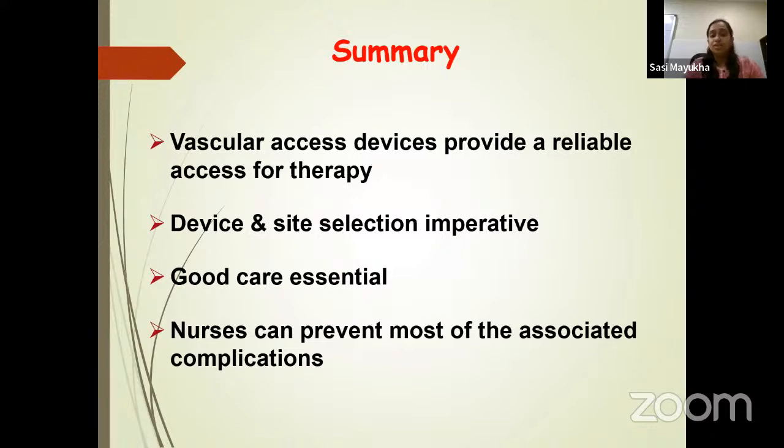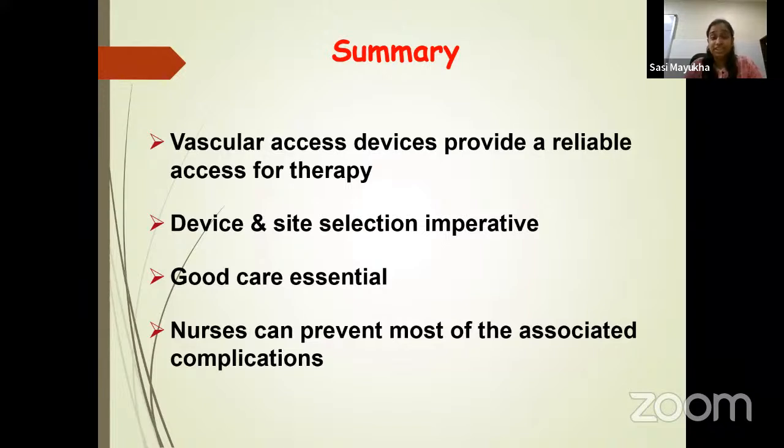So the summary: vascular access devices are very important because in any emergency condition, for giving high inotropic support and fluids in trauma resuscitation, we might need central line accesses or dialysis line accesses. If a patient comes with high potassium levels, we need it immediately. So very important is the device and the site selection.